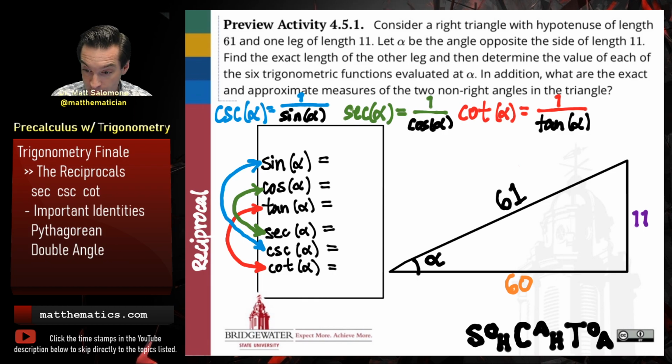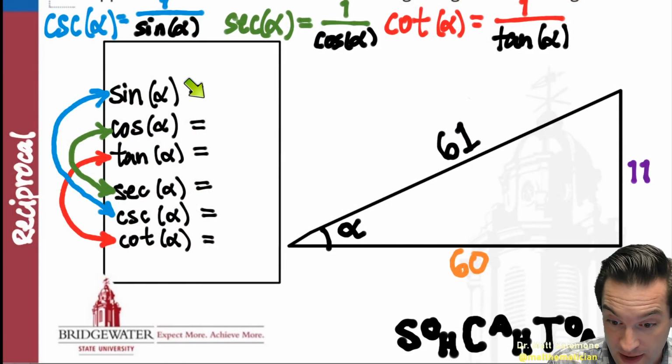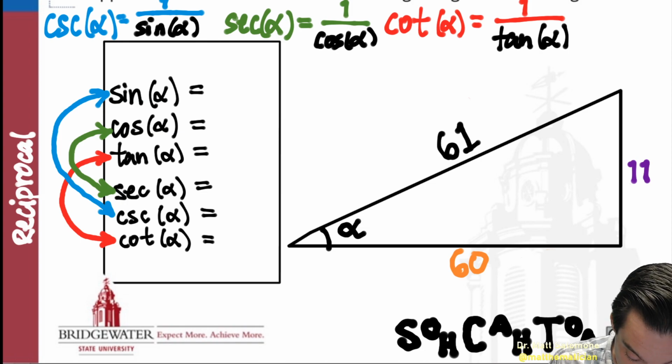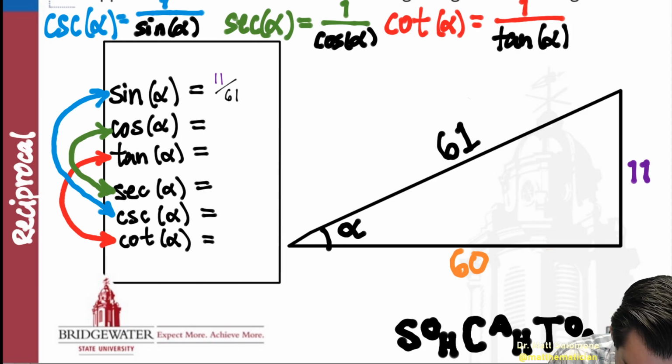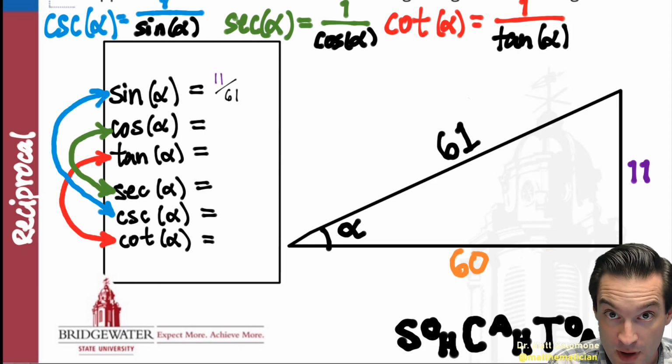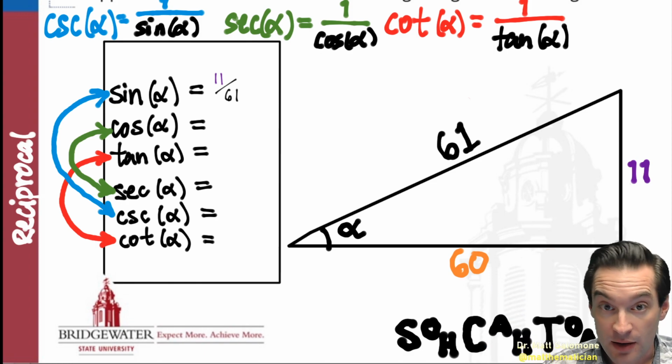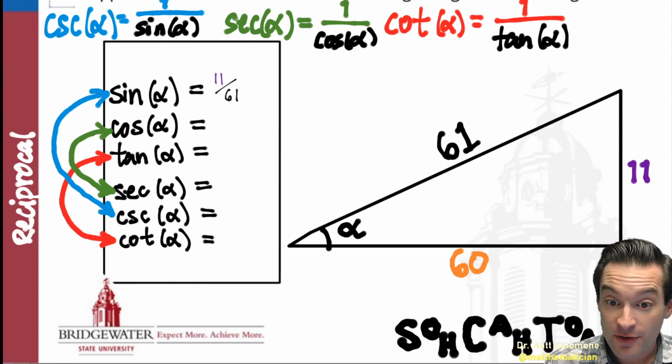And so, if I'm trying to find out the sine of this alpha, I should be taking the ratio of the opposite side, which in this example is 11, divided by the hypotenuse, which is 61. So the sine of alpha is going to be the number 11 over 61. And there's that.